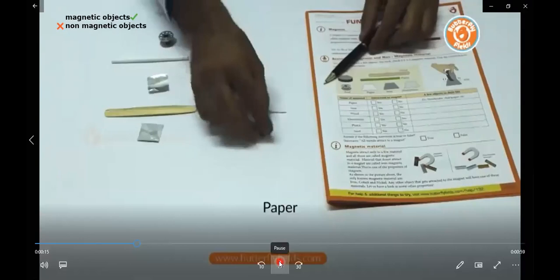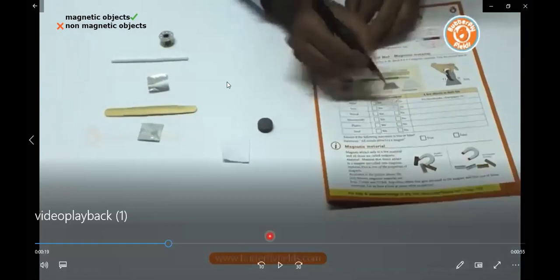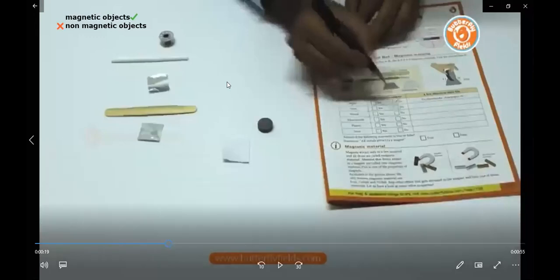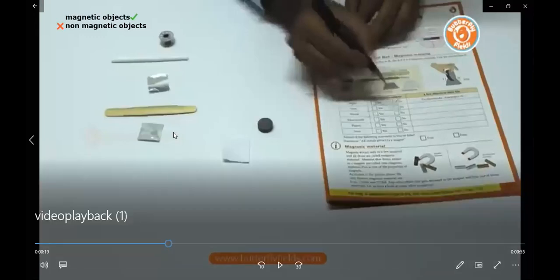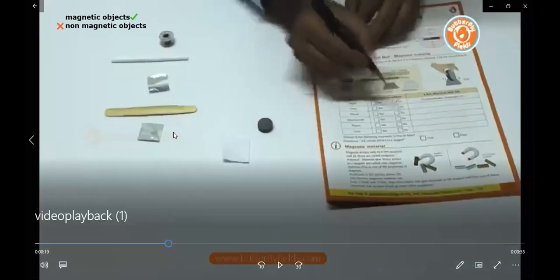Here is a paper. We tried. Does the magnet attract paper? Yalla, let me talk with Asil. Asil, what did you see? Did the magnet attract the paper? No. So is paper magnetic or non-magnetic? Non-magnetic. Excellent Asil. Good job. So the paper is not magnetic because the magnet doesn't attract it.